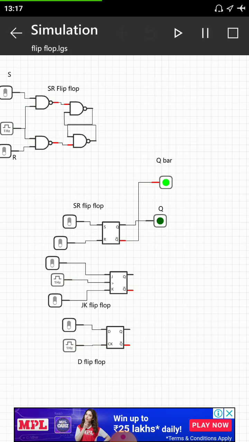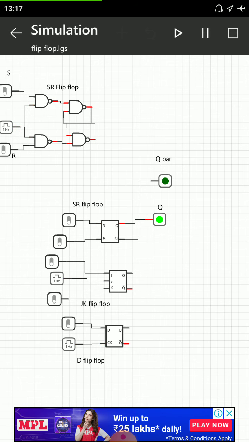So this is your reset state initially. But once I made S1, you can see your Q is set. This is your set state, and I made S0, but the state is stable. Okay, for 0 and 1 it is stable.